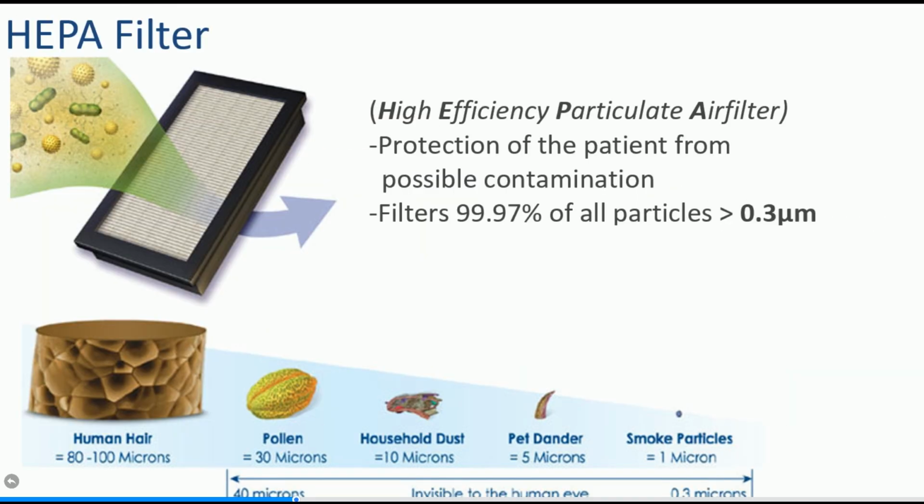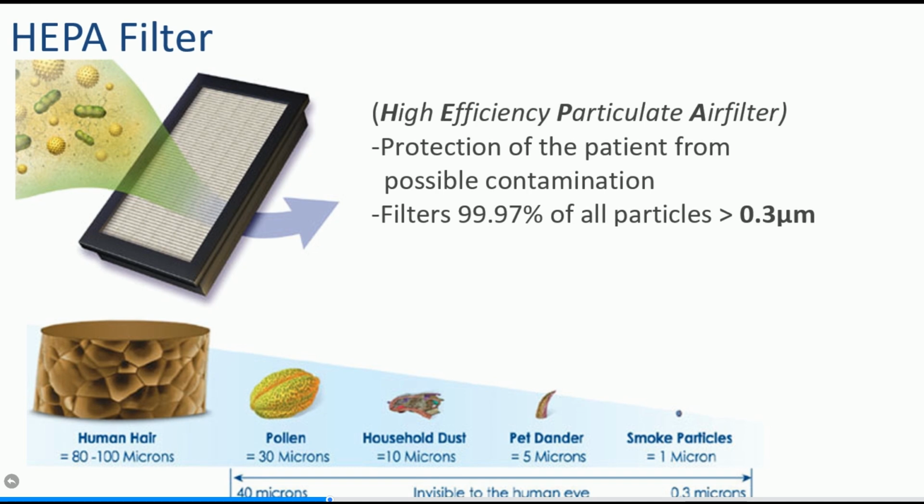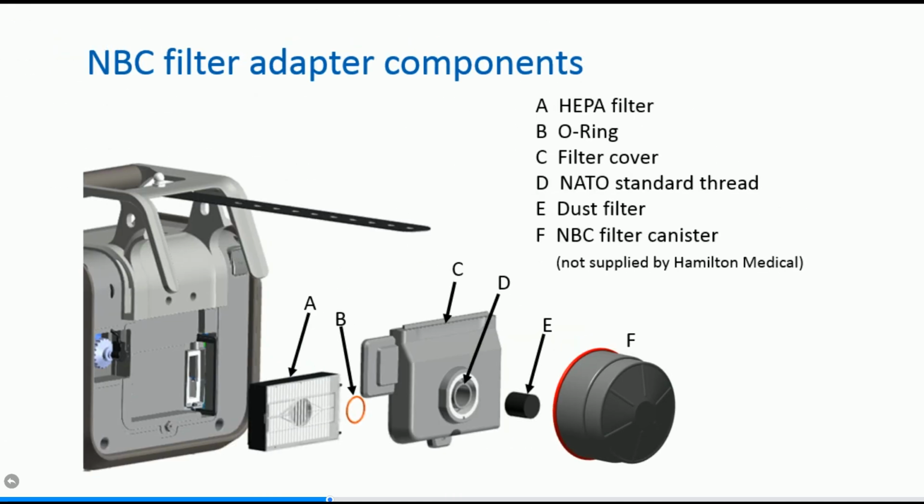The high-efficiency particulate air filter, or HEPA filter, can filter any particles down to a size of 0.3 micrometers. The Hamilton T1 military version filter and adapter components comprise the following: the military-specific HEPA filter, an O-ring, a filter cover, a NATO standard thread, a dust filter, and an NBC filter canister.